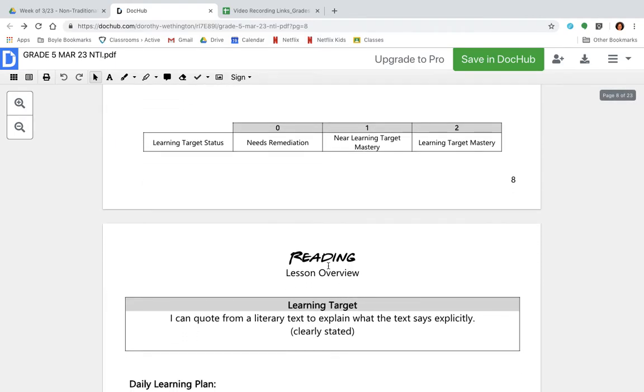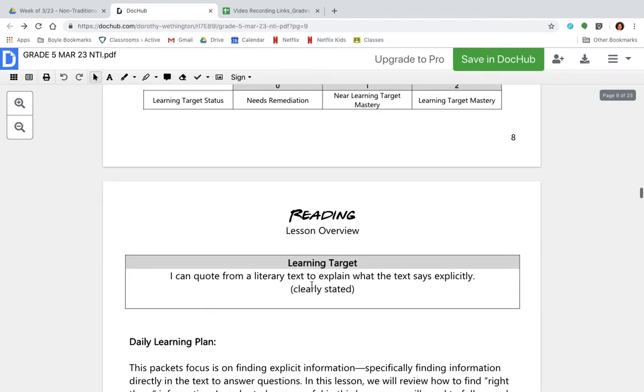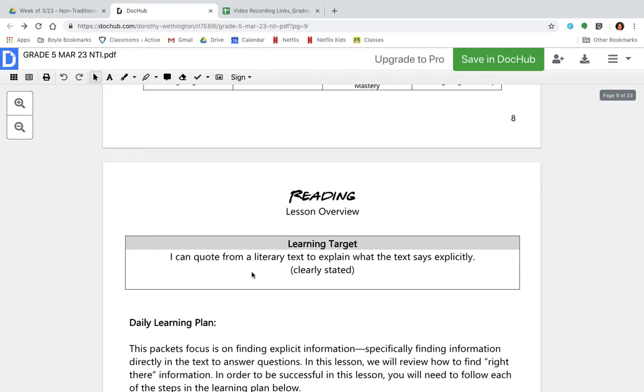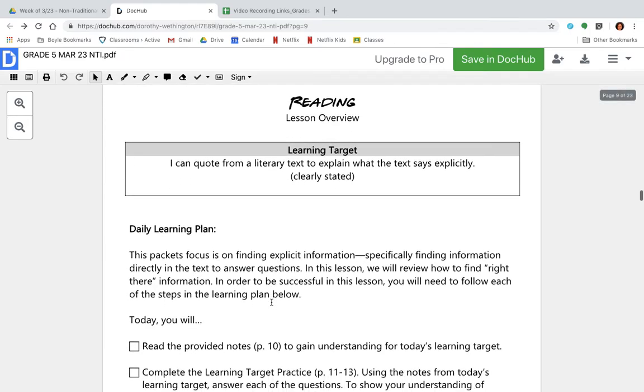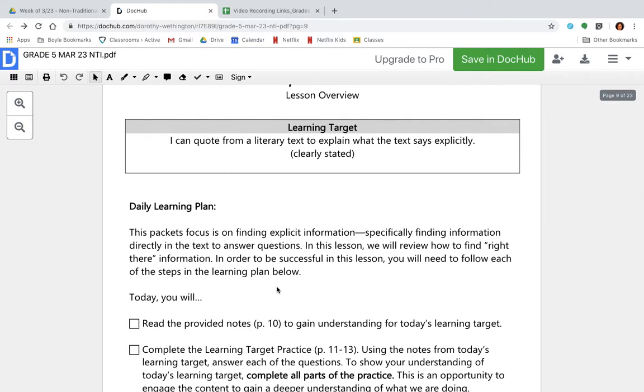In reading, lesson overview. Learning target: I can quote from a literary text to explain what the text says explicitly, clearly stated. Daily learning plan. This packet focus is on finding explicit information, specifically finding information directly in the text to answer questions. In this lesson, we will review how to find right there information.